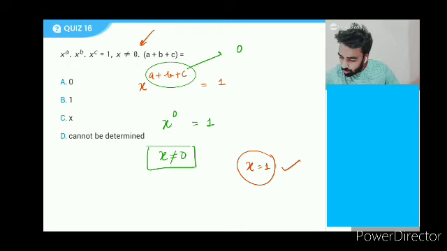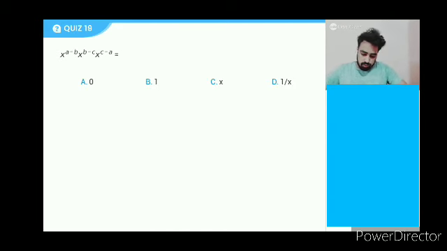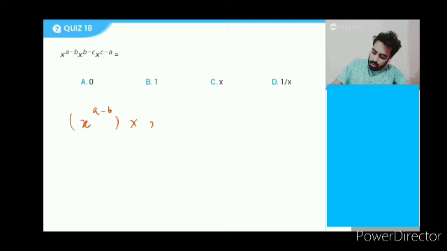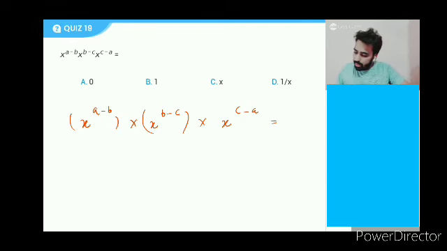Okay, let's have one more question. Question is: multiply, everything is multiplication, x power a minus b into x power b minus c into x power c minus a. What will be the value here? Start. Solve it.